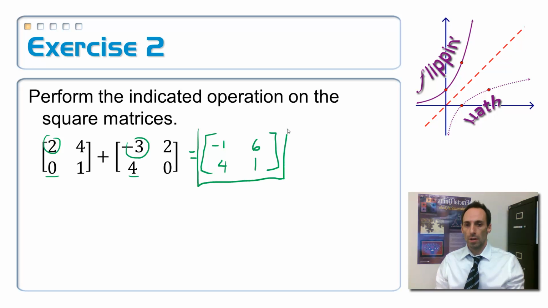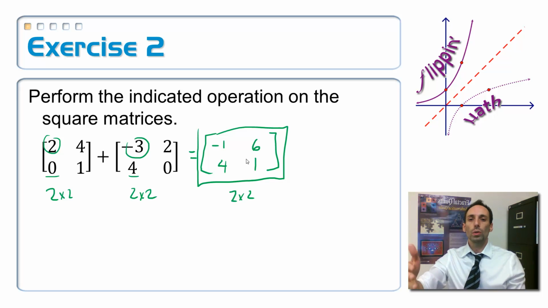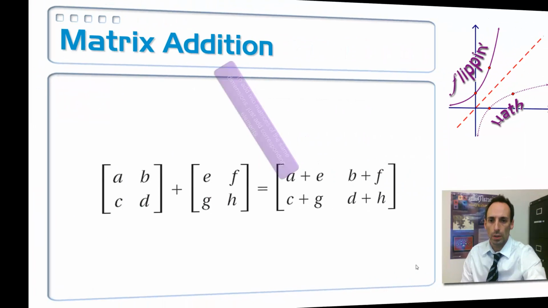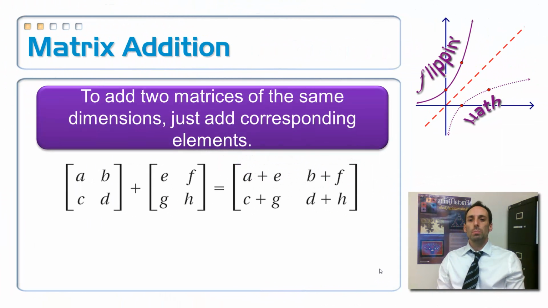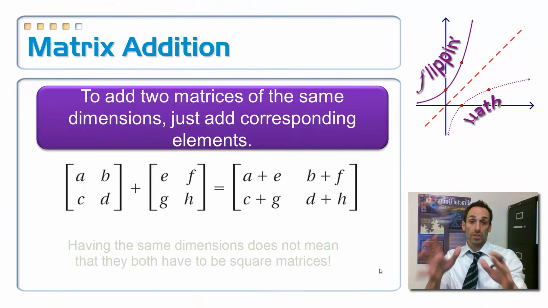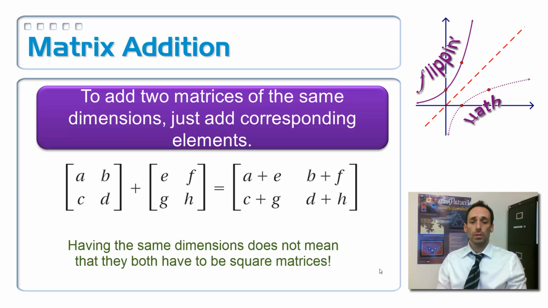So here's my answer. Notice that I started with a 2 by 2, a square matrix, with another 2 by 2, and I ended up with a 2 by 2. As a matter of fact, you can only add two matrices together if they have the same exact dimensions. So you couldn't add a 2 by 3 together with a 2 by 2, it wouldn't work. So to add two matrices together, all of the same dimensions, all you have to do is add the corresponding elements. That's all you have to do.